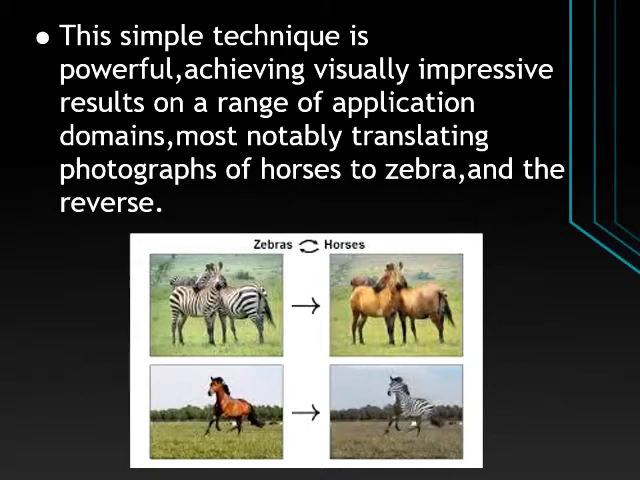CycleGAN is a simple and powerful technique for achieving visually impressive results on a large range of application domains, most notably translating photographs of horses to zebras and reverse. When translating photographs of horses to zebras using GAN, we require a dataset of paired images. It's very difficult to find overlapping images of horse and zebra. Here is the need of CycleGAN. We can train AI using CycleGAN.